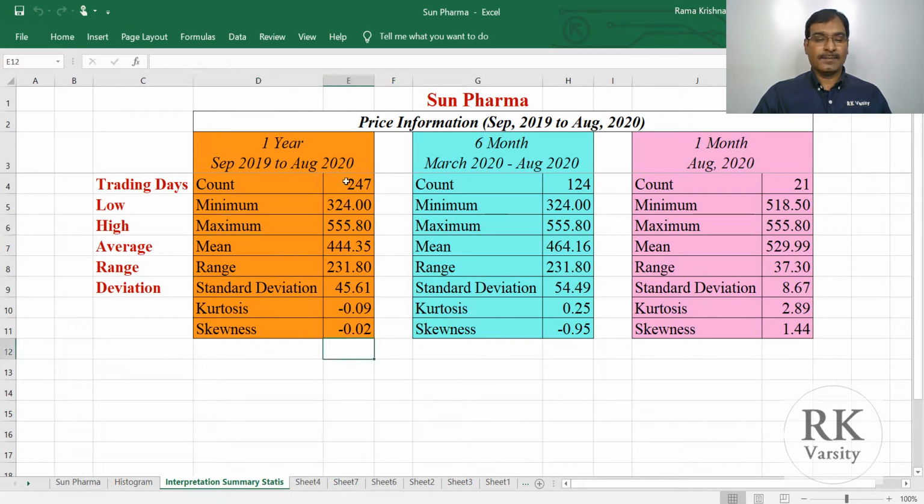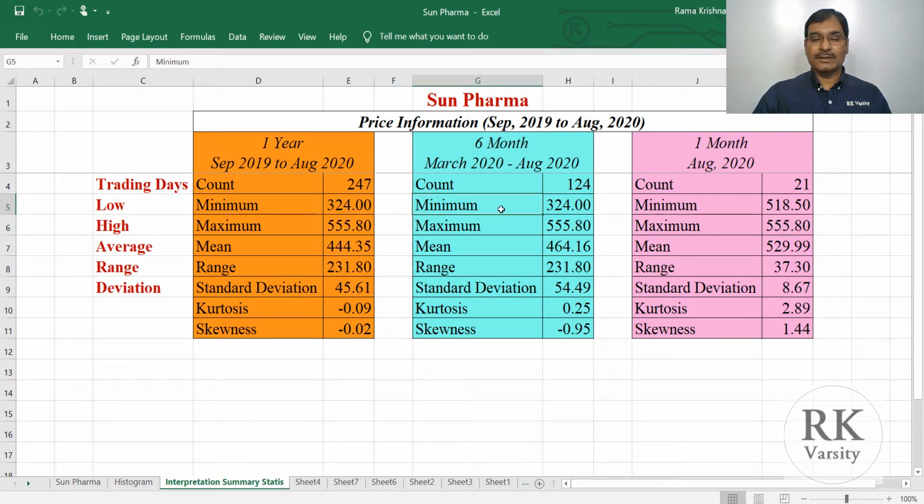Now we look at this. In a 52-week period, or 1 year, there are 247 observations. In 6 months, there are 124 observations. And in a month, there are 21 observations. And the time period is September 2019 to August 2020. Here, the minimum value is 324 and the maximum is 555. That means the 52-week low is 324 and the maximum is 555.